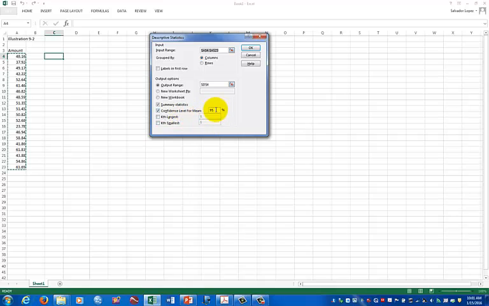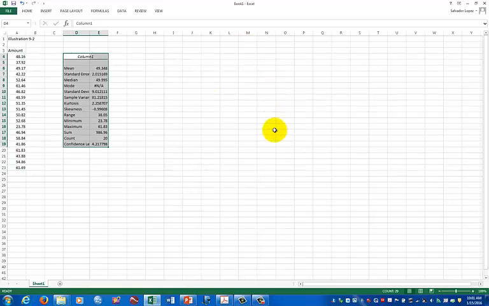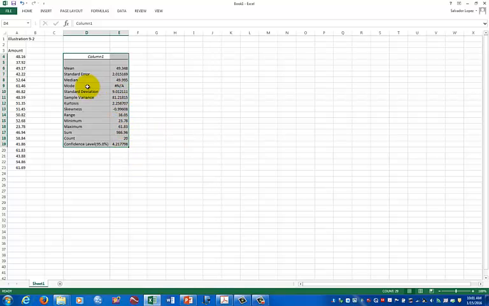Notice it is at 95%; you change this if the confidence interval is different. Since 95% is used in this example, we check 95%. Click OK. And you get your mean, 49.348. You get your standard deviation of the sample. Remember, Excel by default calculates sample statistics.